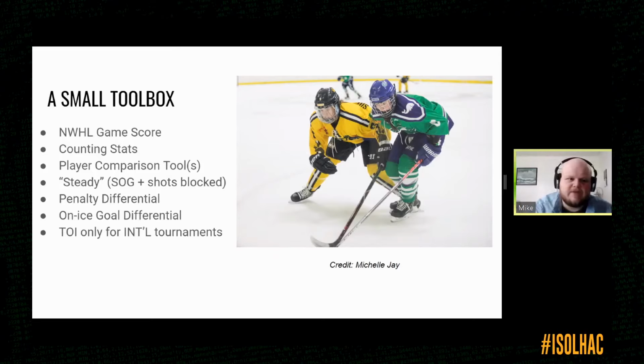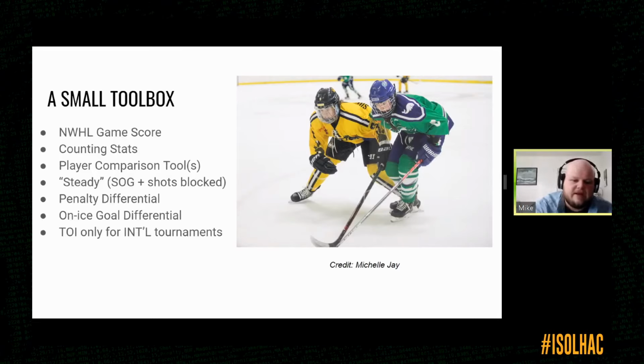But as Melissa Burgess noted earlier today in her presentation, we don't have time on ice for the NWHL. We also didn't have it for the CWHL. And for the most part, it's only available for those international tournaments. So as the years have gone on now, with 5 years of this project, I asked myself a lot, what else can I do with this data?